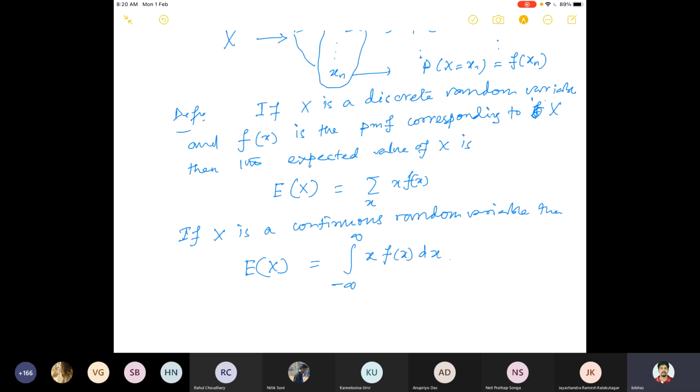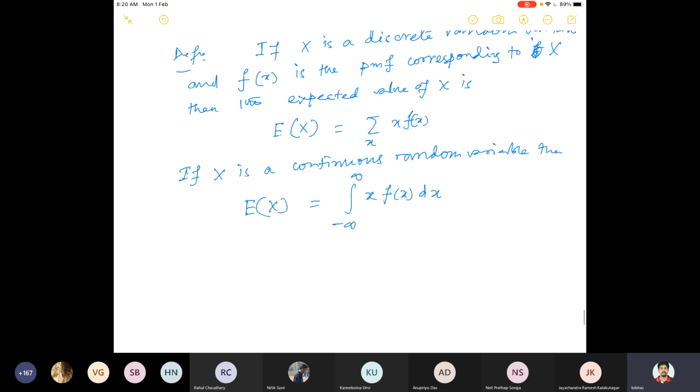Okay, why are we interested in this number? Because suppose I give you a set of points and then I ask you what is the average value of this. But what is the concept of average? Let's say I have these points, x1, x2, xn. You give me some numbers and ask me to find its average.